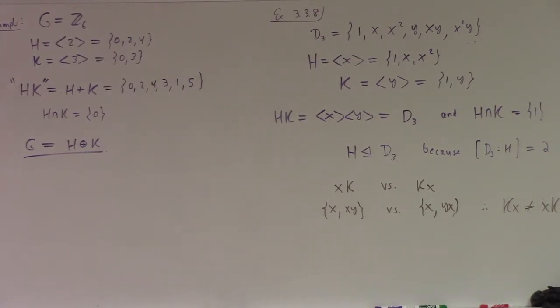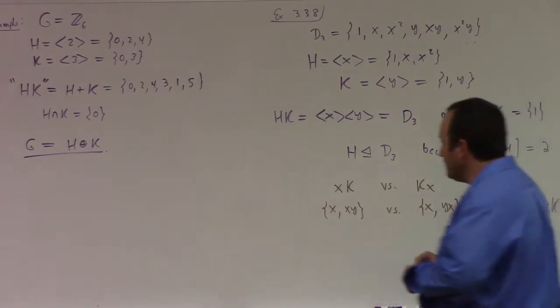And what I want to argue for you is that because there's this departure from normality, when we look at the product of H and K, it's actually not going to be isomorphic to H cross K. In other words, D3 will not be isomorphic to the external direct product of these two subgroups. Let's see why these are different.